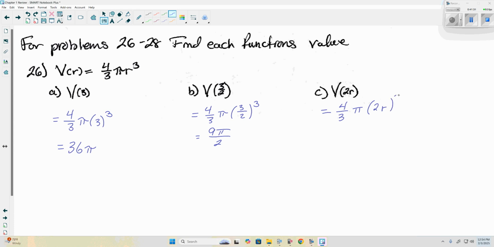is 2r cubed. Unfortunately, we can't just plug this into the calculator because the calculator is going to need a value for r. Now 2r cubed, since it's a single term without a plus, we can just cube both terms. 2 to the third is 8, r to the third is r cubed. Now we multiply the 8r cubed by our 4/3 pi. 8 times 4 is 32 over 3 pi r cubed.